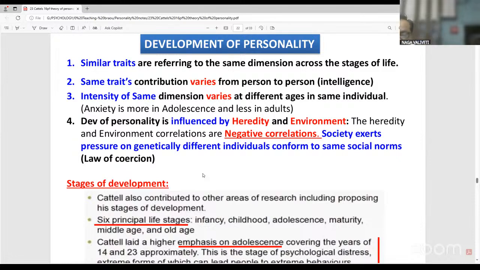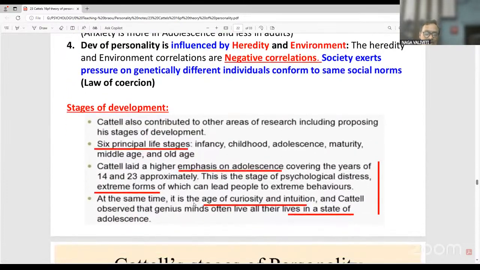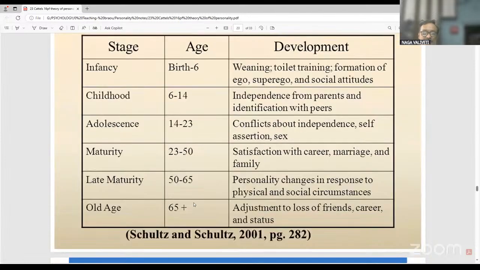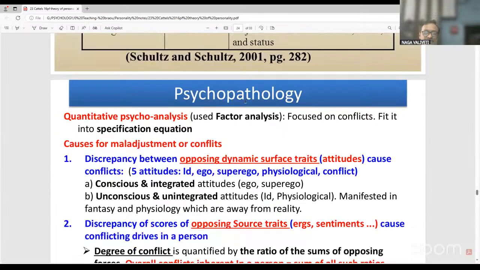Society exerts pressure on genetically different individuals who come from the same social background, because social norms control your behavior. That's why he says that negative correlation is there. He called that the law of coercion. So Cattell's six stages are very easy to understand.